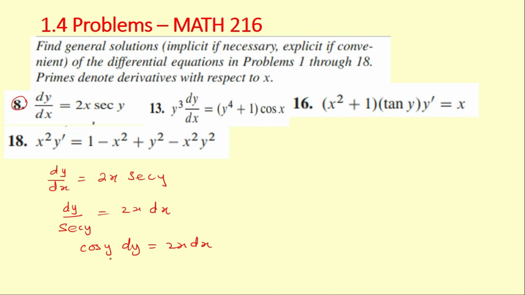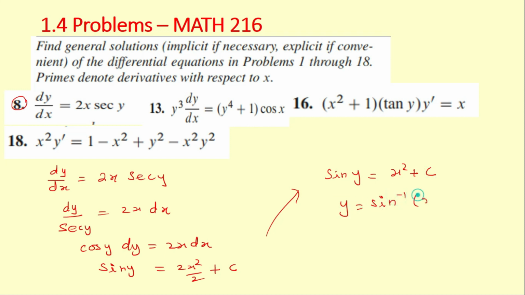Okay, now integrate on both sides. This will be sin y. On the right side it is 2x squared over 2 plus c, which will give you sin y is equal to x squared plus c, where y is equal to sin inverse of x squared plus c. You are taking sin inverse on both sides. That's the end of problem number 8.